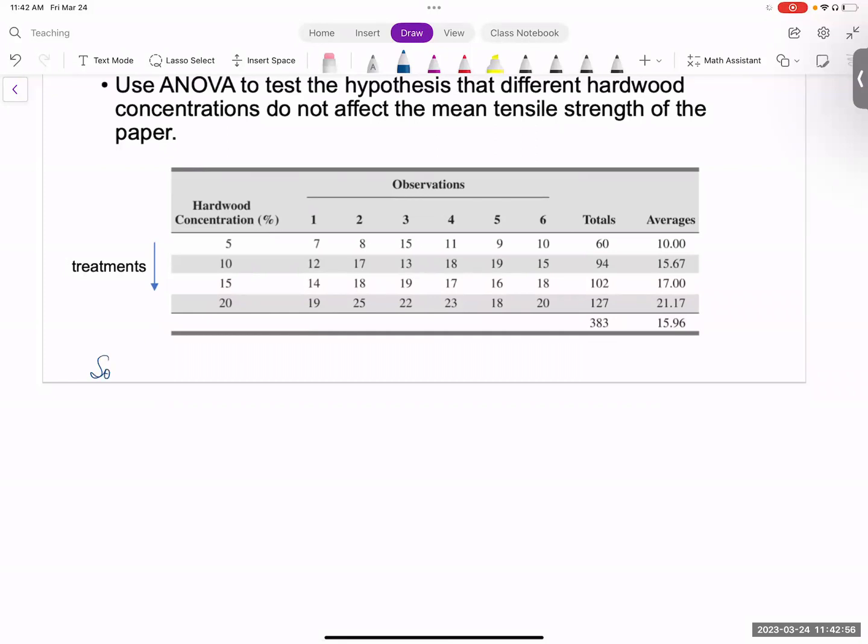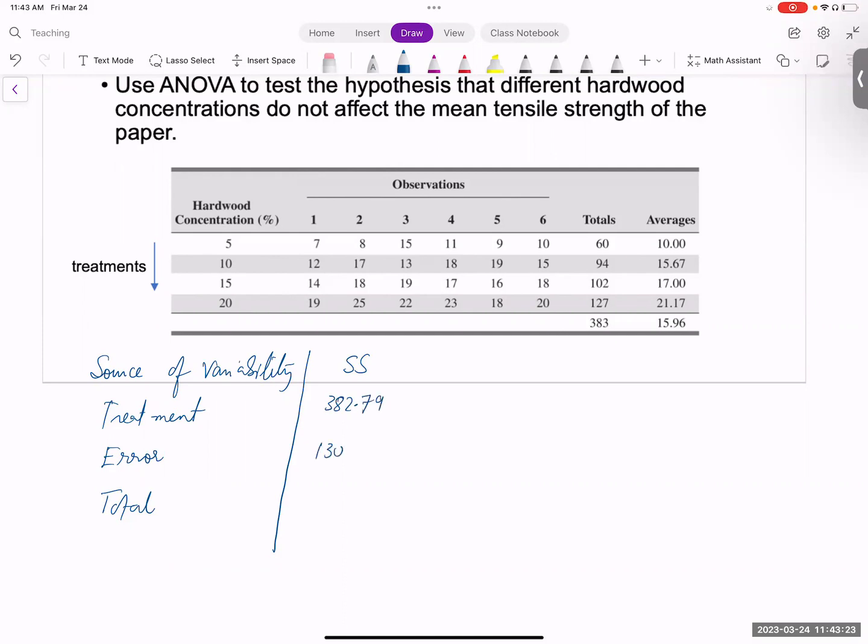The first column is the source of variability, which is your treatment, error, and total. The second column is sum of squares. The first one, sum of squares treatment, is 382.79, then error is 130.17, and the total is basically the sum of these two, which is 512.96. If you want, you can compute these numbers as well using the formula that I've given above.